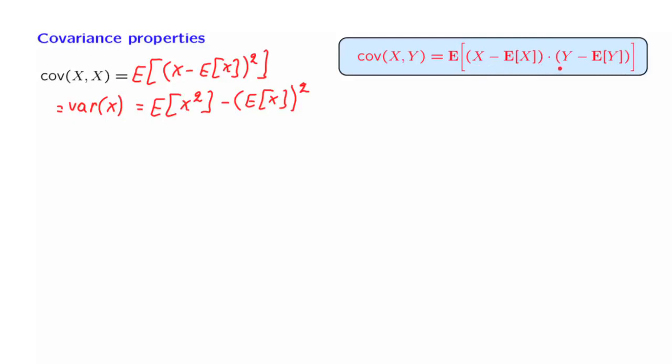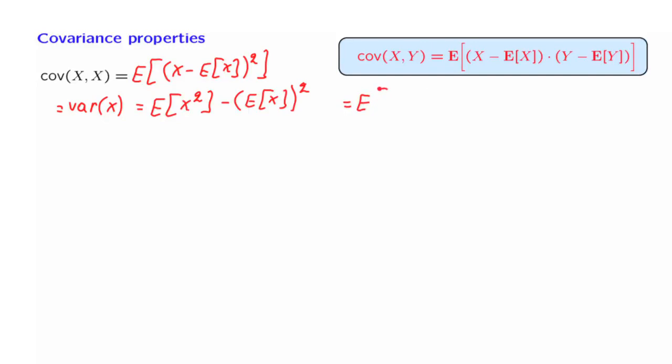We have a product here of two terms, and we expand that product to obtain four different terms. The expected value of the sum of these four terms is going to be the sum of their expectations. So let us go through the steps involved.